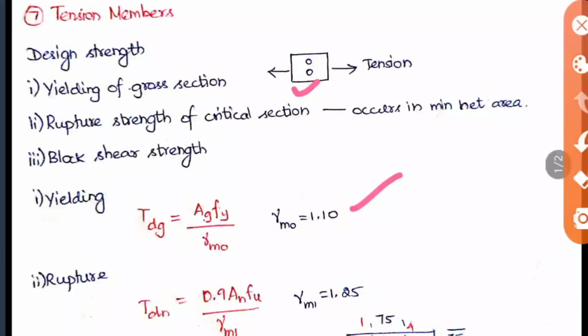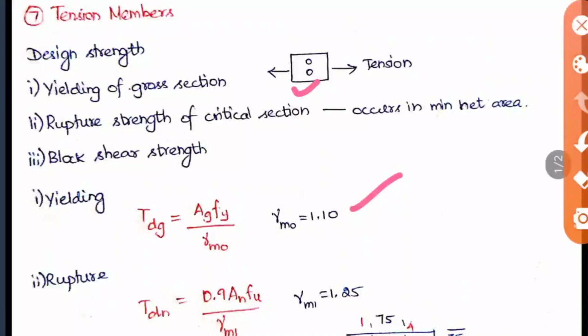Ag is the gross area. Gross area is the total section's area. Some width and depth will be given, so that is enough. And Fy is the yield stress of that steel, and the factor of safety value gamma m0 is 1.1 here. So this is one formula for the yielding of gross section.